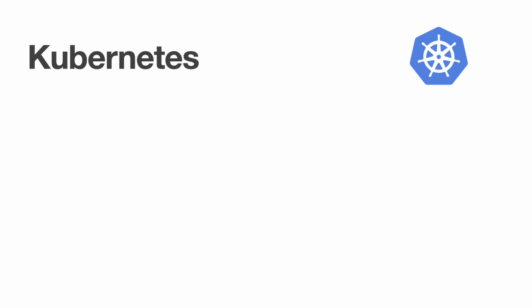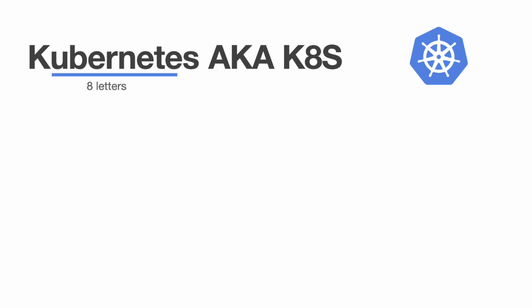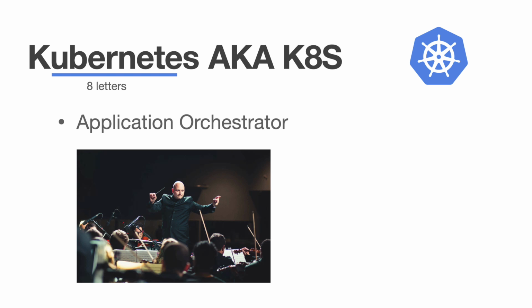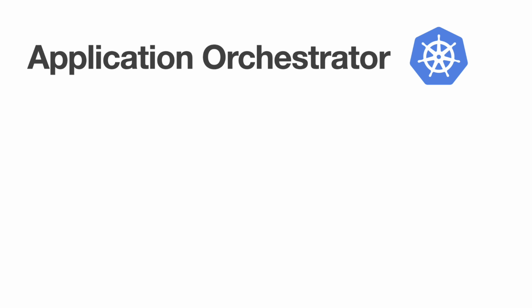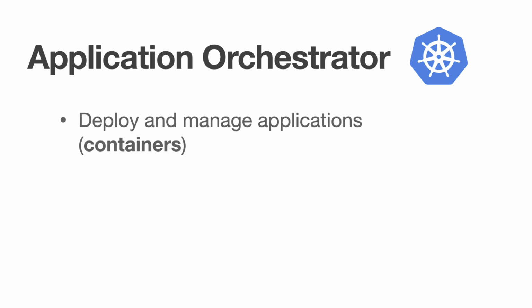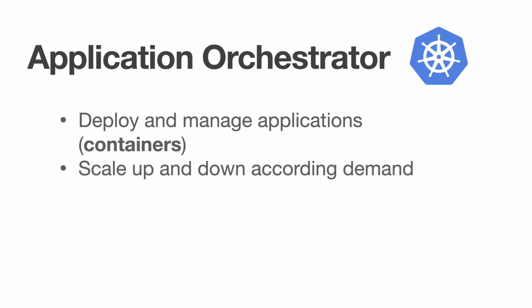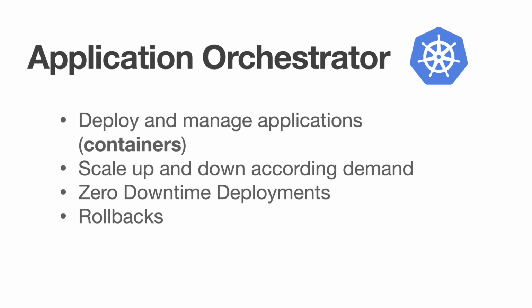So let's dive a little bit deeper and understand Kubernetes. Kubernetes, aka K8s, where the 8 is the 8 letters in between K and S, is an application orchestrator. In this picture, you can see that we have Kubernetes, and Kubernetes orchestrates all of these applications. When we are talking about applications, we mainly refer to containers. So Kubernetes deploys and manages our containers. It also scales up and down according to demand. It performs zero downtime deployments, rollbacks, and much more.